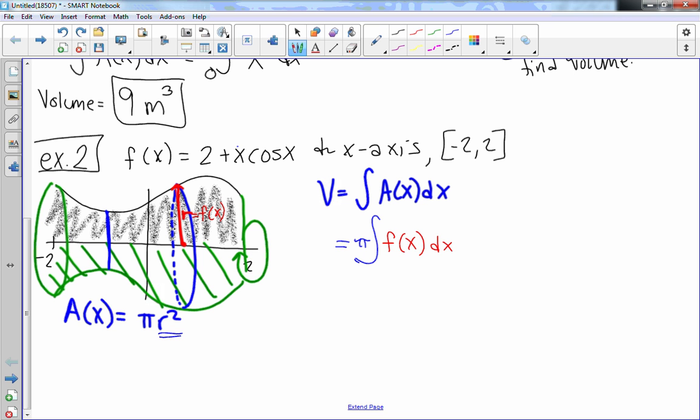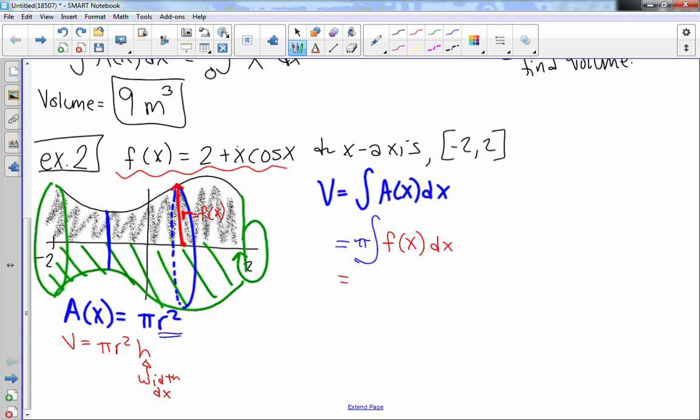dx represents the width of that radius. Because for volume, isn't it pi r squared h? That h is going to be our width for the dx. So even the height is represented. Pi r squared h. And do we know what f of x is? f of x is the function.